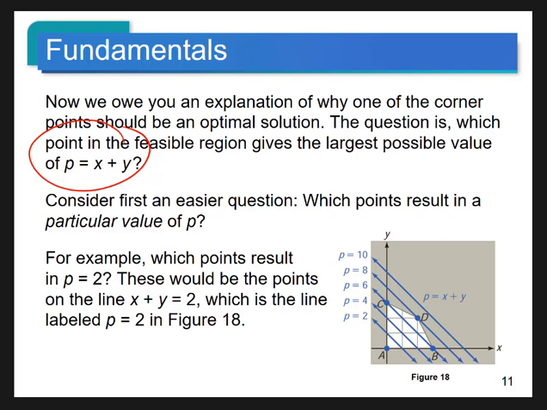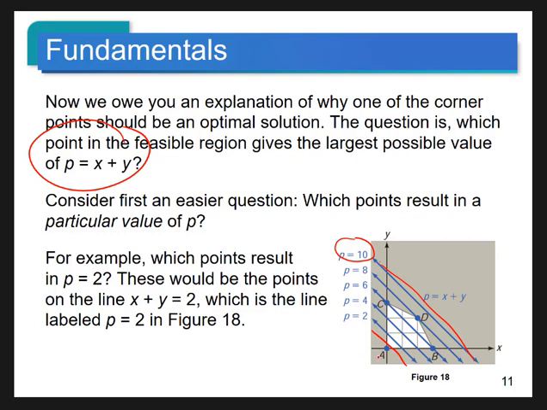So if we try different values, p equals 10, well, that line doesn't even go through the feasible region. In fact, anything larger than p equals 8 is going to totally miss the feasible region. And of course, p equals 0 is going to go through the origin.